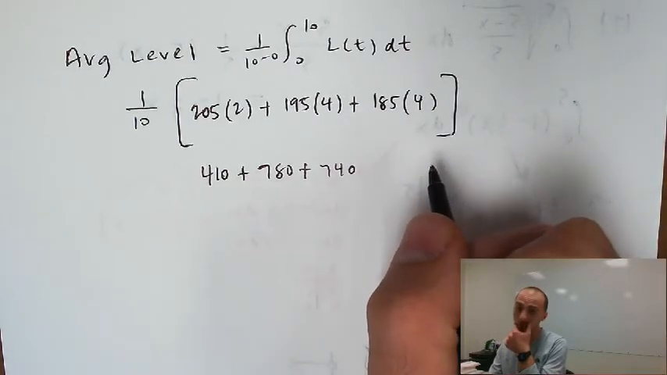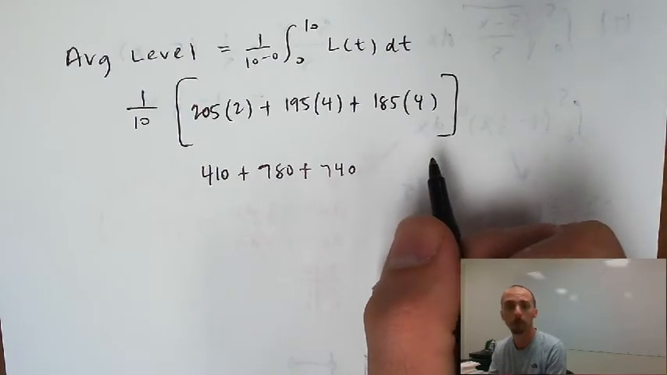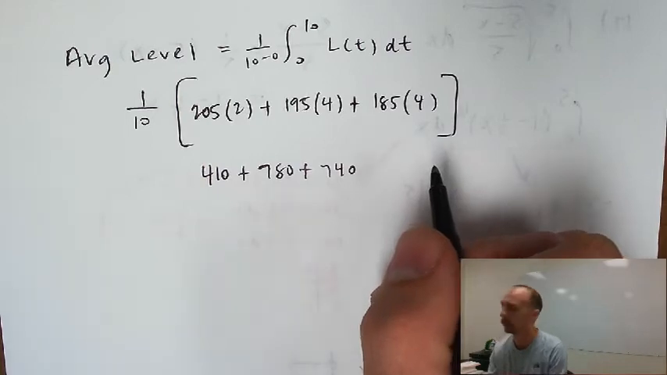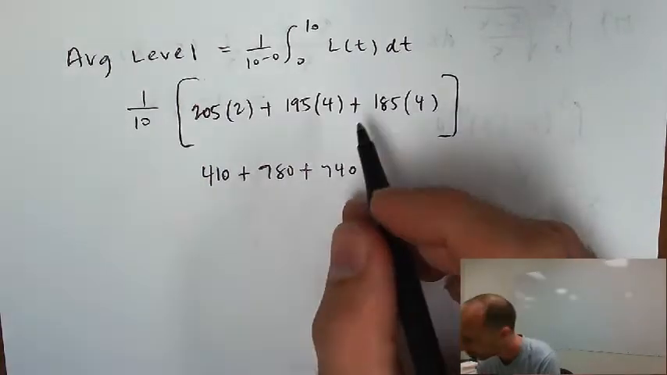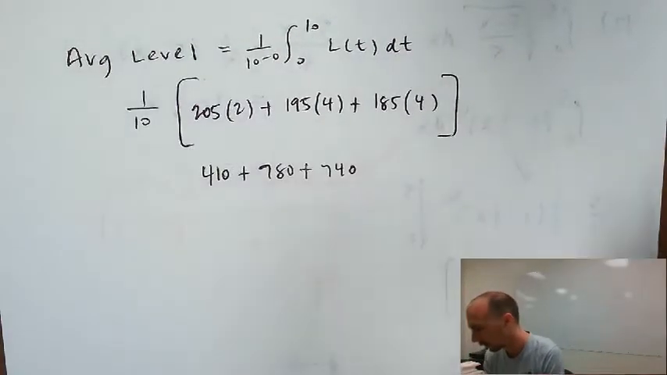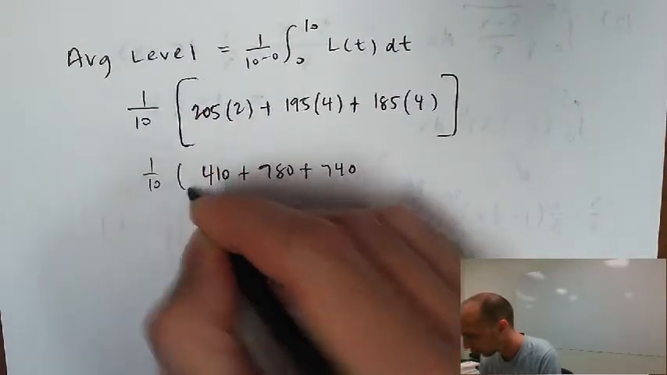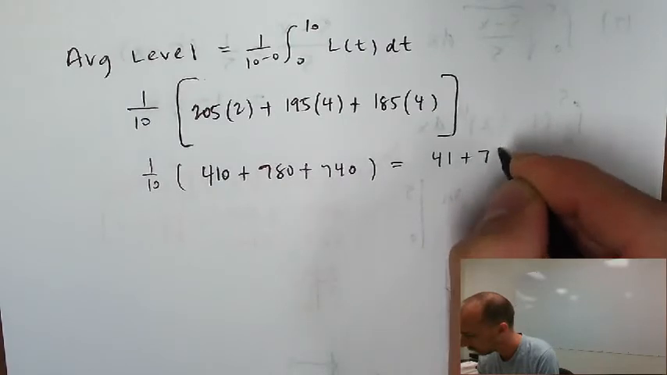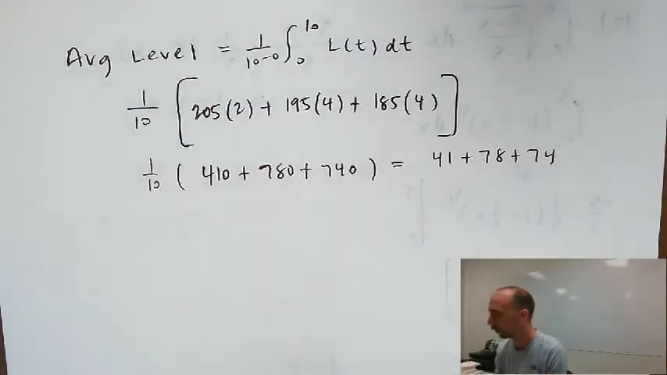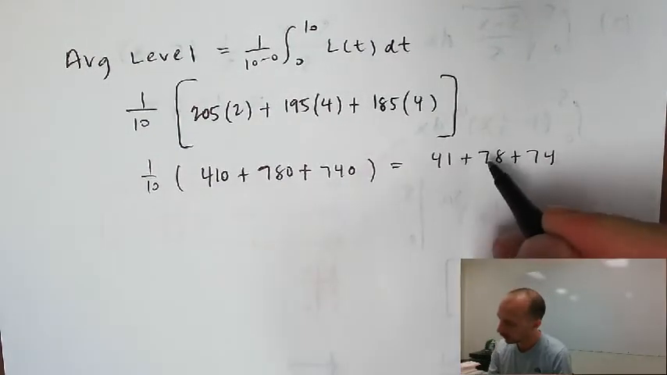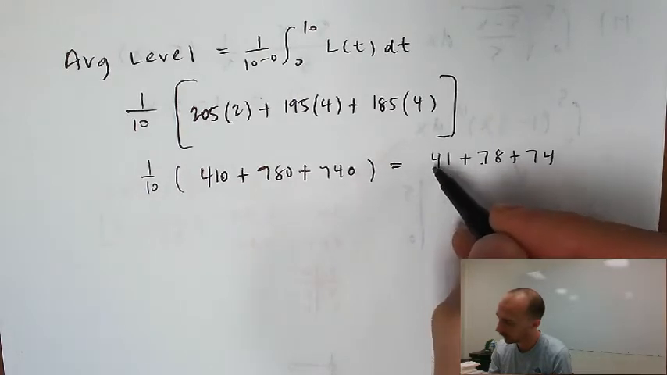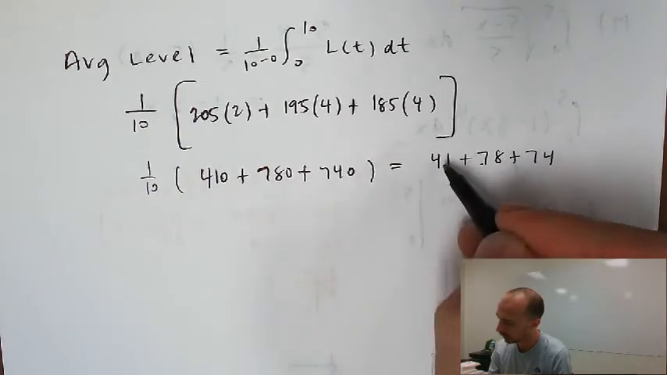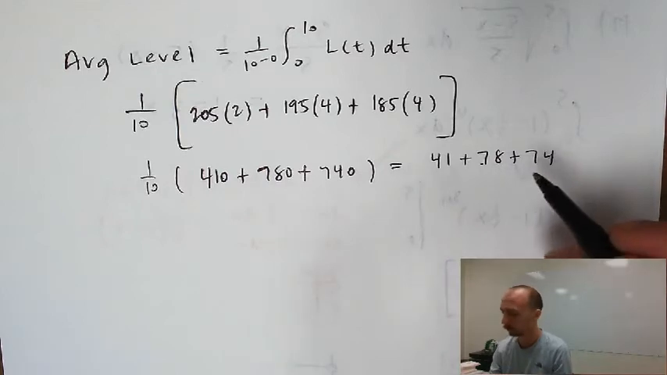I don't know. This is a lot of arithmetic for AP Calculus. This is pretty serious. One of the most intensive I've seen, but it's not impossible. We can do this, right? So, and then if I'm going to take a tenth of it, it's going to be 41 plus 78 plus 74. So I've got 140, 180, 193. Okay, that's answer choice B.